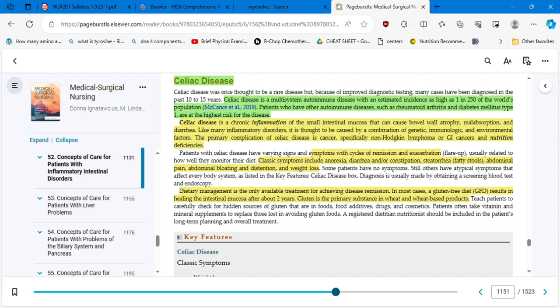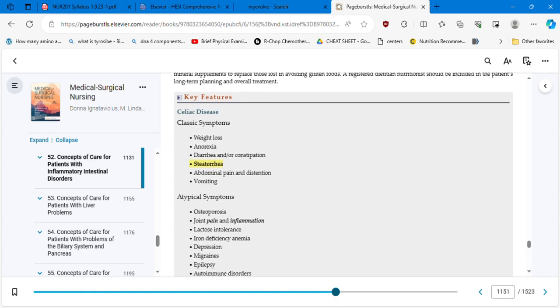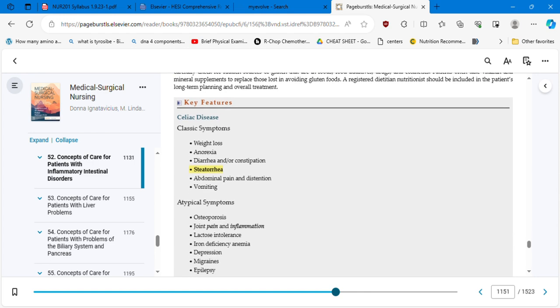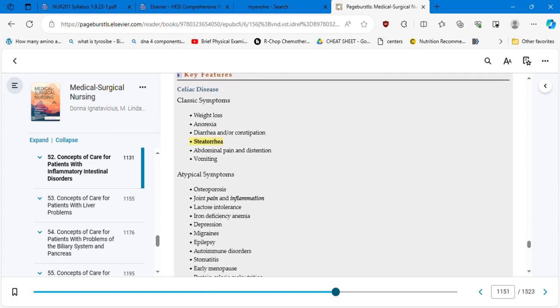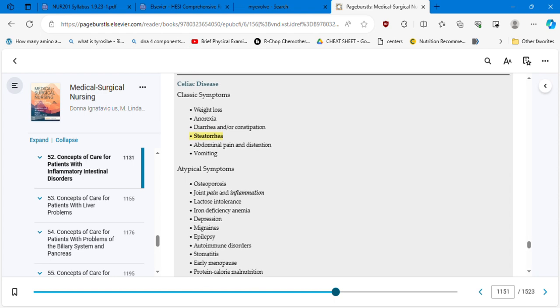Gluten is the primary substance in wheat and wheat-based products. So keep gluten away from the diet. The most important features in celiac disease, of course, are weight loss, which we're going to have if we have the diarrhea and the anorexia. Steatorrhea, keep an eye on that.